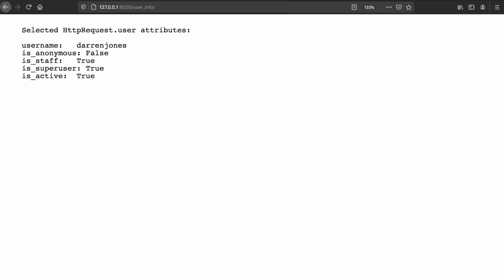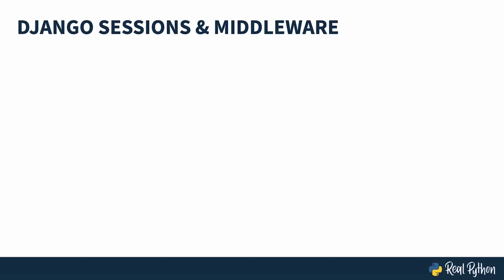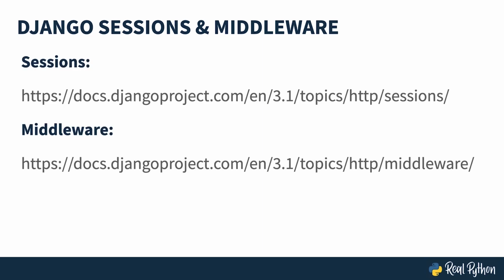Django uses sessions to manage the state of a user. You can read more about sessions and middleware at the Django documentation site URLs seen on screen now. Now that you can detect users and information about them, in the next section, you'll see how to start restricting access to views.